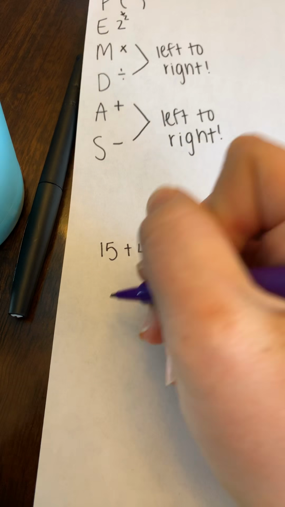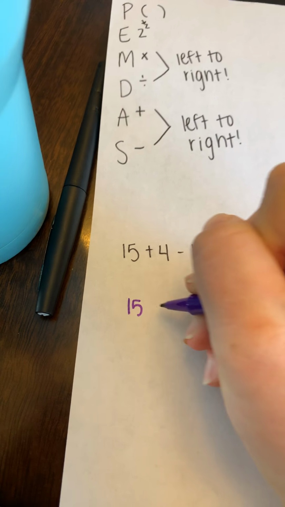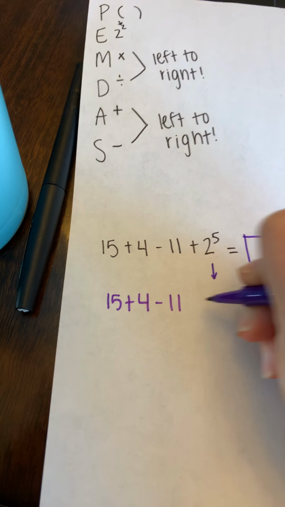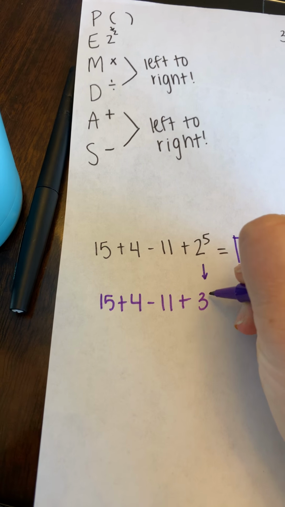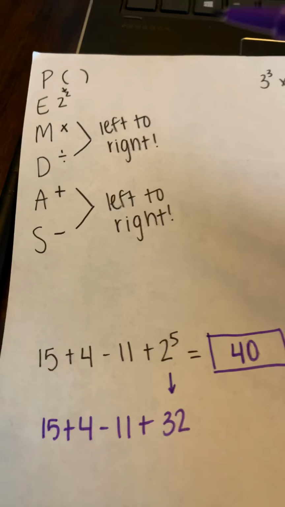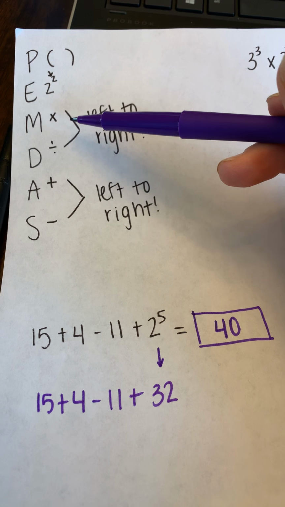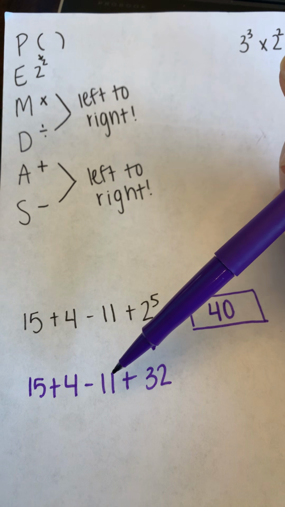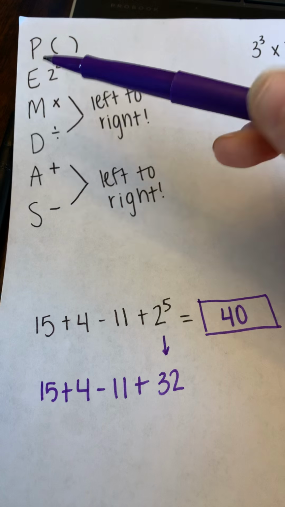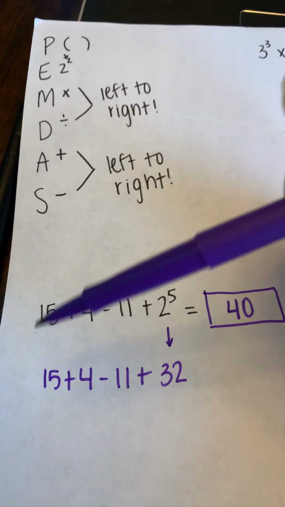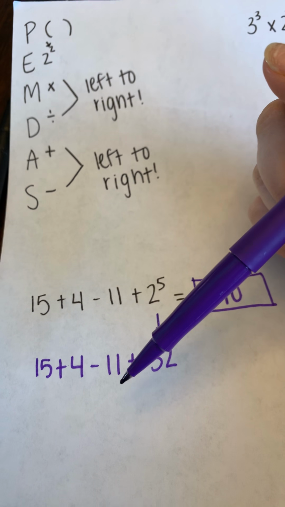So I'm going to rewrite my problem. 15 plus 4 minus 11 plus 32. Now I can move on, multiplying and dividing from left to right. As I go from left to right, I do not see any multiplying or dividing, so I can go to the next one. Adding and subtracting from left to right. So we're just going to start from left to right and add or subtract.